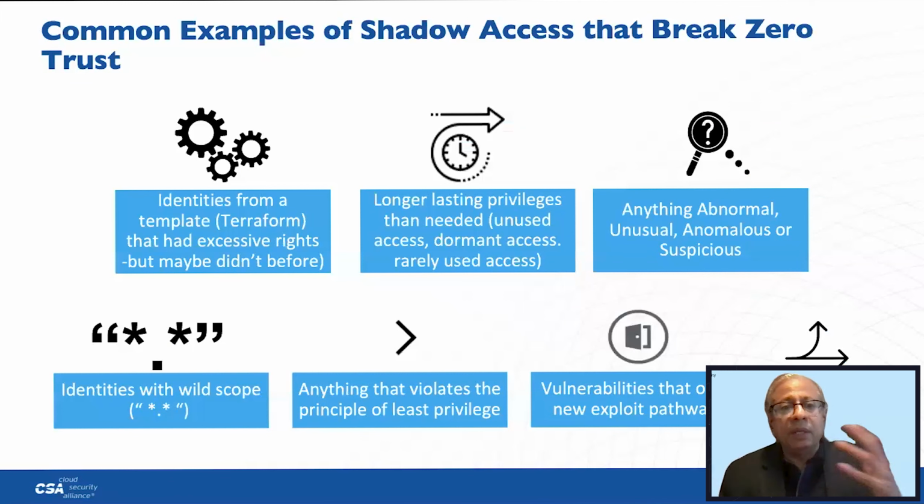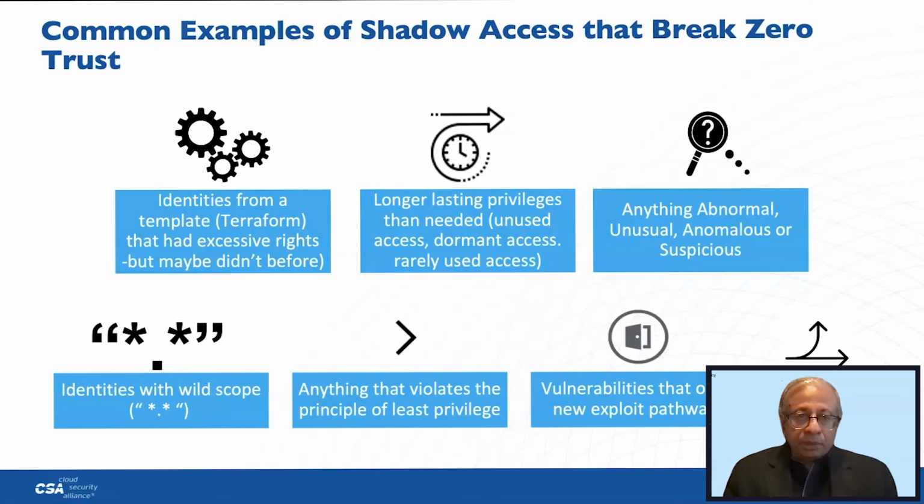Let's take some very common examples of shadow access that break zero trust. The first is excessive access. Many times developers create identities through Terraform, and they have lots of access because they view security as a friction point, and they like to get the maximum access possible. And so they essentially provision accounts with highly permissioned environments because the governance is very loose.